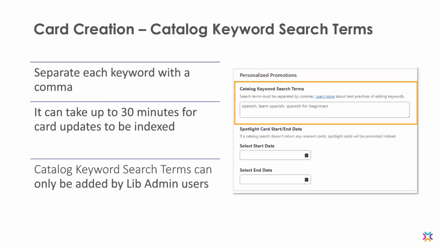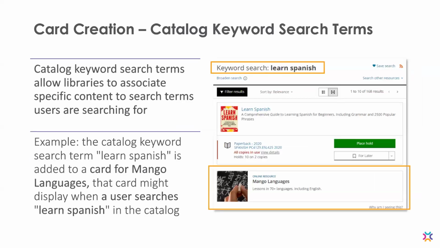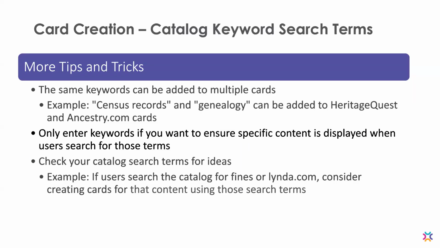That's why I like to showcase the Mango Languages one so much, because for catalog keyword search terms for this one, in addition to learn Spanish or learning Spanish, imagine putting in keyword searches like Spain or Madrid, because then we're thinking about how people could use this language when they travel, right? So you just want to use catalog keyword search terms if you want to ensure specific content is displayed when users search for those terms.